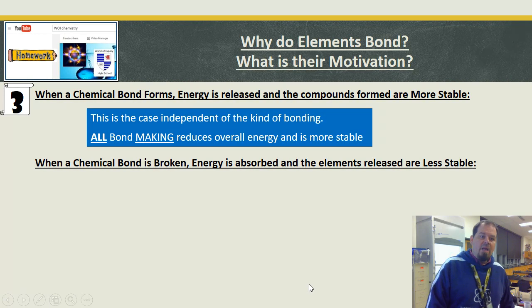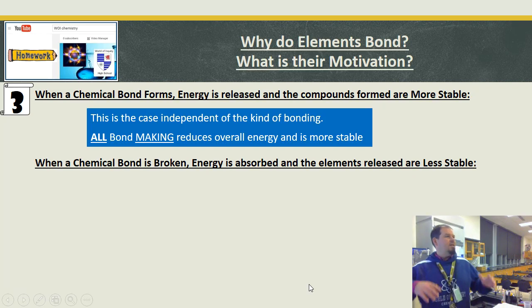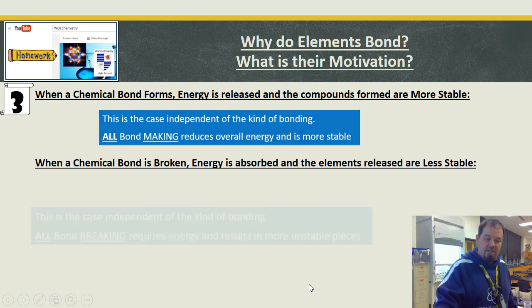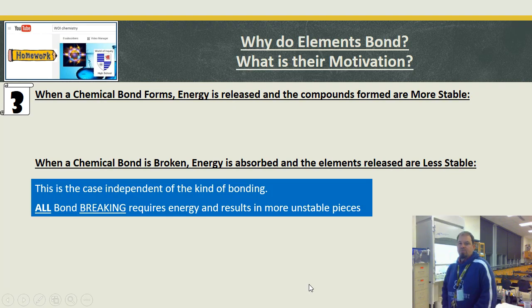Okay? Now, it says here when a chemical bond forms, energy is released, and compounds formed are more stable. This is true for all kinds of bonding. Making bonds releases energy, making it more stable. We need to know the bigger idea here is that stable is lower energy. So we always need to lose energy to become more stable.